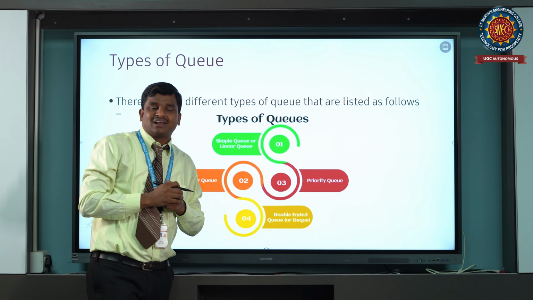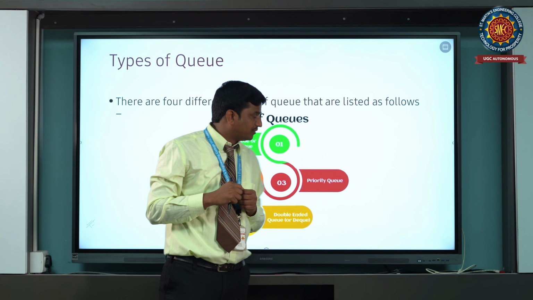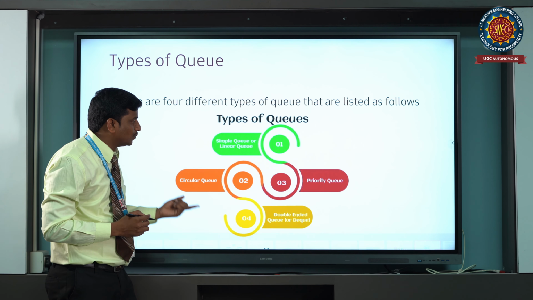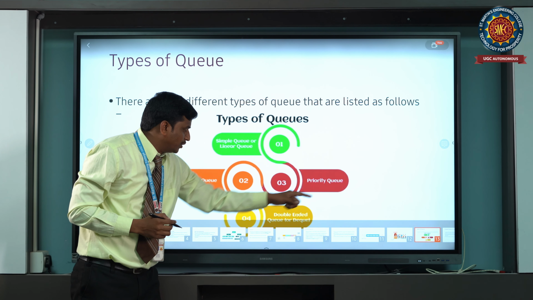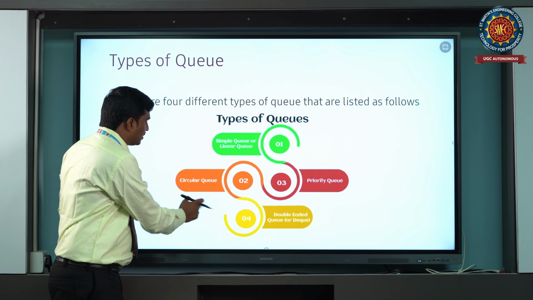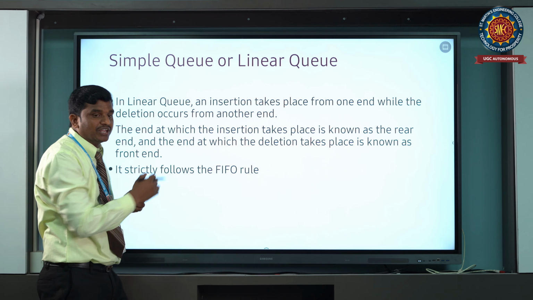Next, types of queue. The queue is classified into four types. First, simple or linear queue. Next, circular queue. Next, priority queue. Next, double-ended queue. First, we will see the simple queue, or linear queue.